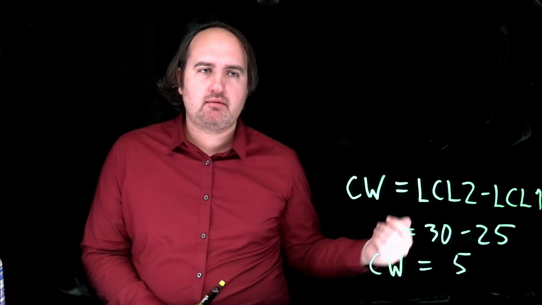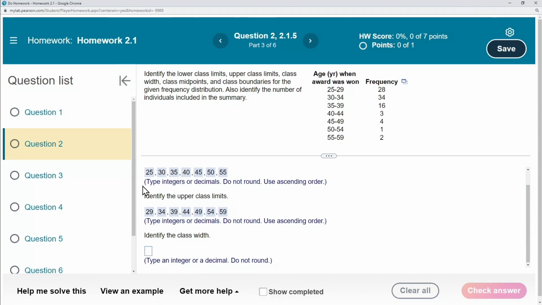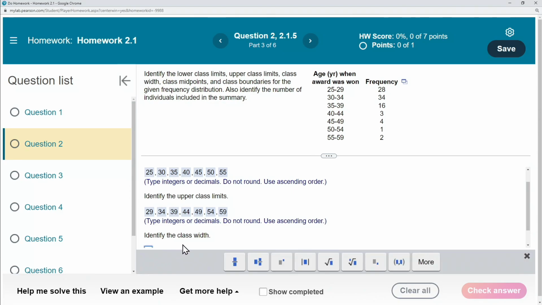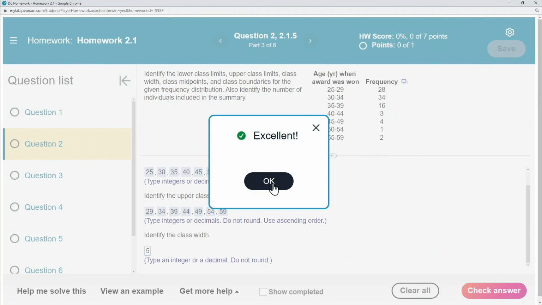So once you know that, that makes that pretty easy. So going back to the actual problem, we click here where it says identify the class width, and we're just going to type in 5, and then we click check answer on the bottom right corner. It says excellent, so we got that.